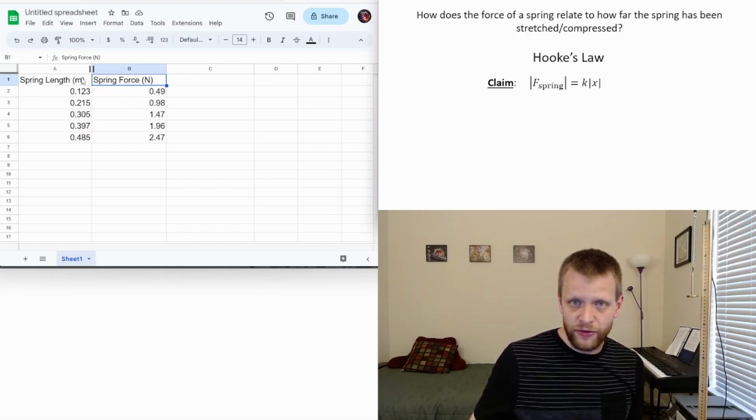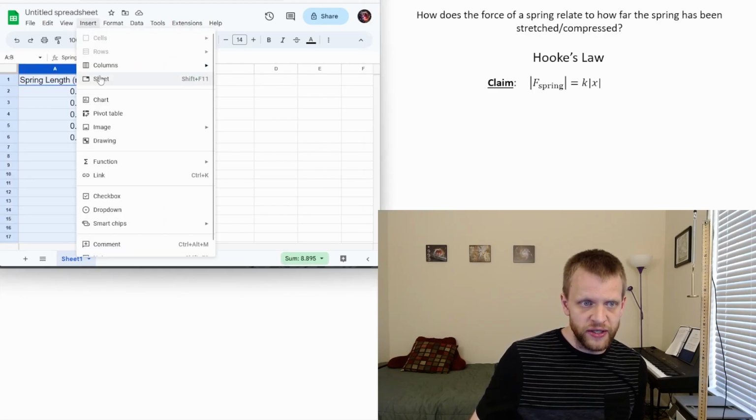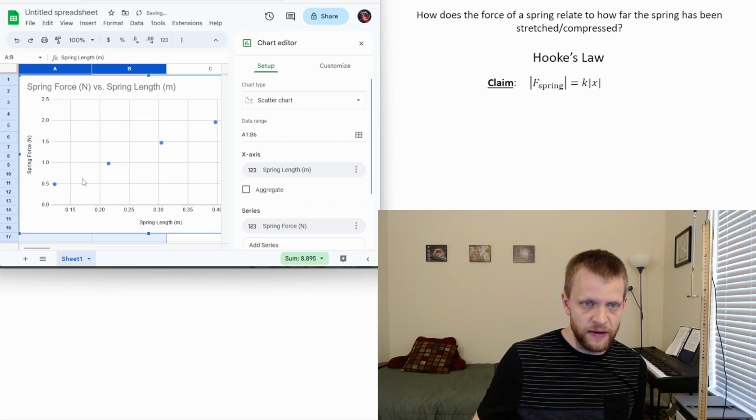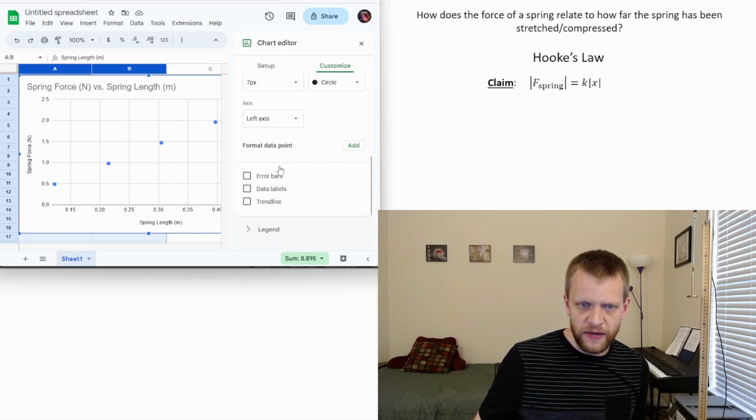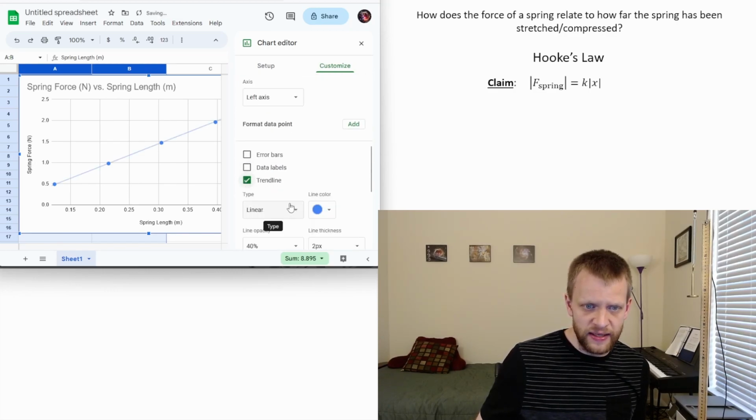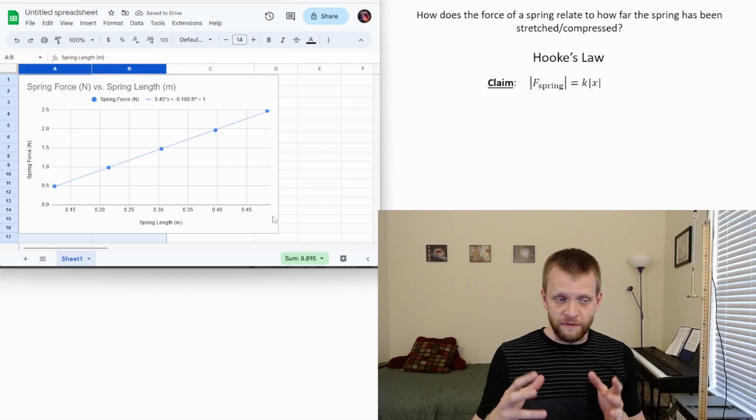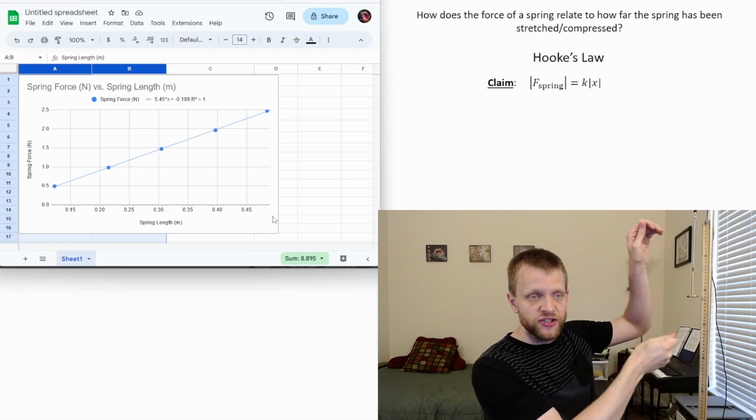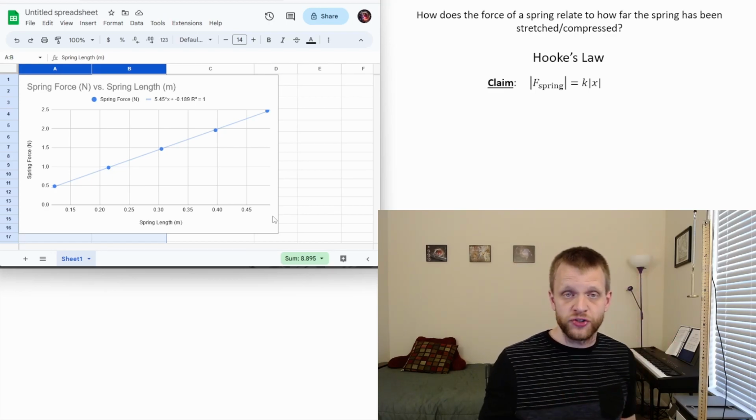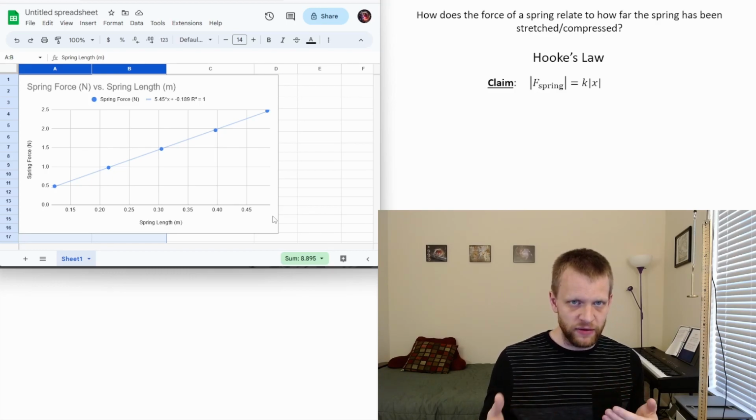So we gathered that data, and if we graph this data, I'm using Google Sheets to graph it, if I make a scatter chart for this data, we can also apply a linear fit and show the equation and show all that relevant information. We found a very, very nice linear pattern between how much the spring had stretched and how much force the spring was applying.